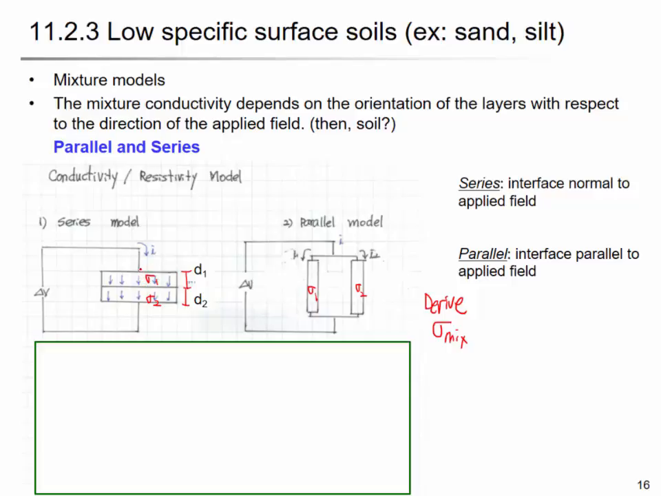Here, in the series model, the current going through material 1 is the same as in material 2, right? So current I1 is I2, which is the total current. And what about here? The I is split. So you have I1 and I2, and the sum of I1 and I2 is the same as the I, right? So that's the main governing equation to derive it.